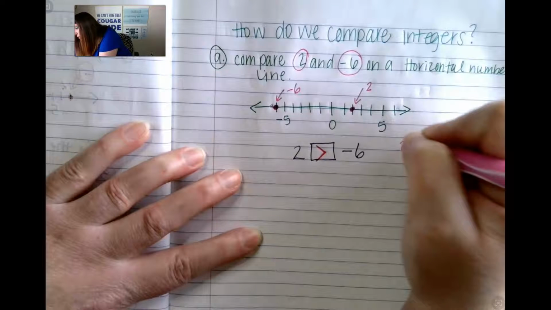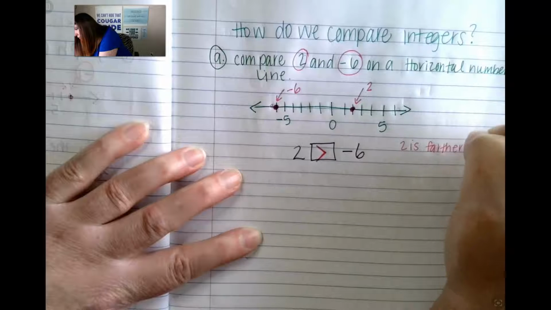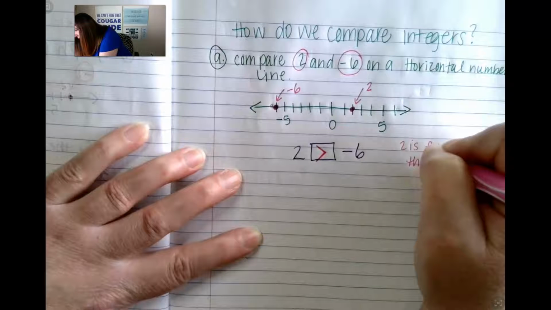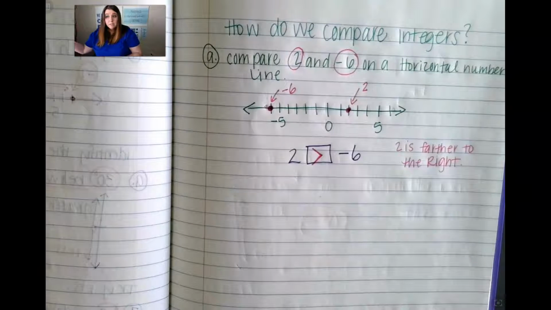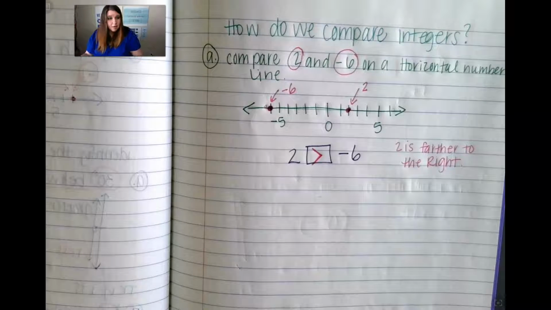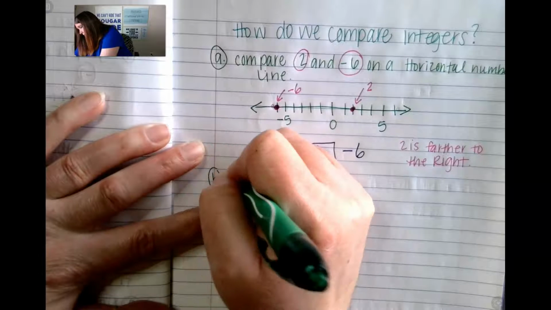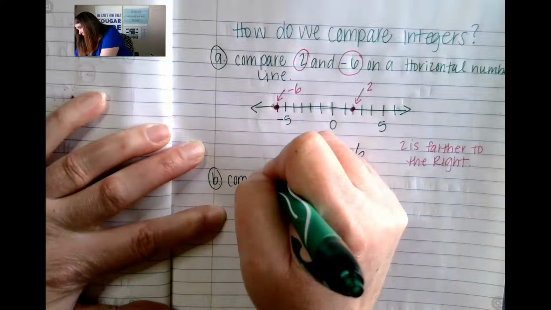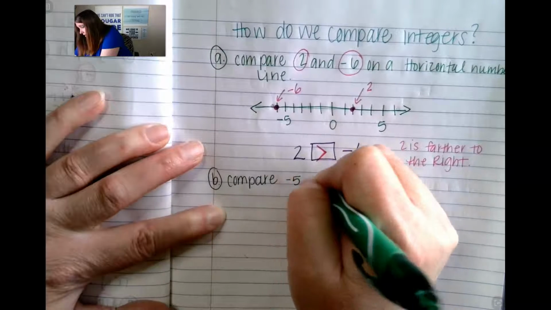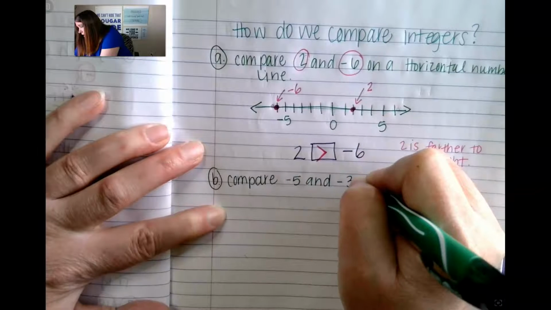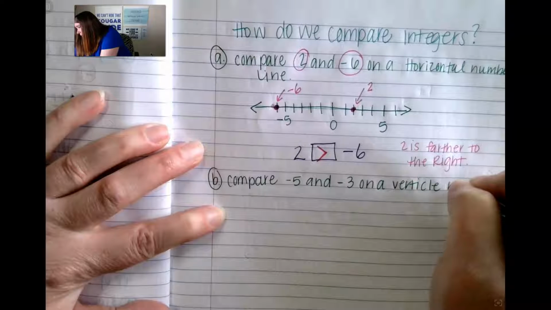And that's because 2 is farther to the right, and it's above 0. All right, let's look at another example. This one says to compare negative 5 and negative 3 on a vertical number line.